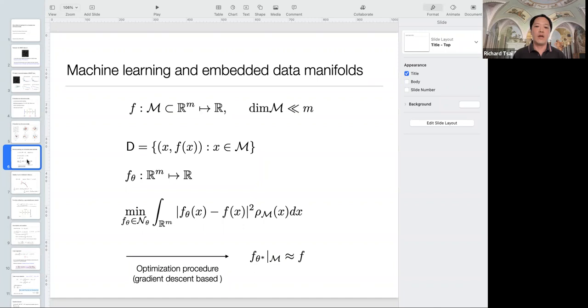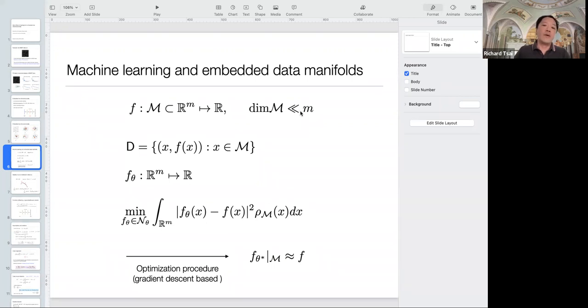So to put the following discussion in a more concrete setting, let's consider the following simpler situation. We are given a function, or we want to come up with some approximation of this function f, which is a real valued function defined on a manifold M, which is embedded in a high dimensional Euclidean space. The dimensionality of M is assumed to be much smaller than that of the embedding space.